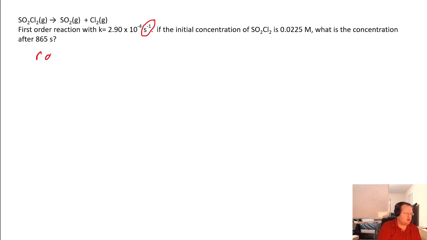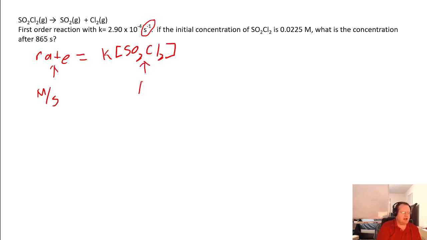Since first order means rate, in this case, we have k times SO2Cl2 to the first power. We know that rate is going to be in molar per second. So if SO2Cl2 is a concentration, it's going to be molar. That means that k needs to be s to the negative 1, which is 1 over s, to multiply correctly by this other factor to get molar per second. k is going to change in the different orders to have different units because you should always have molar per second at the end with your rate.